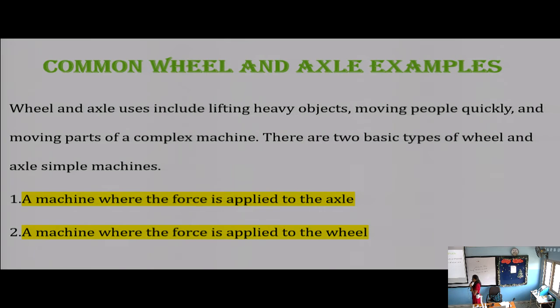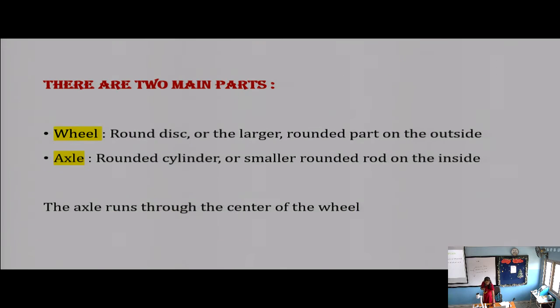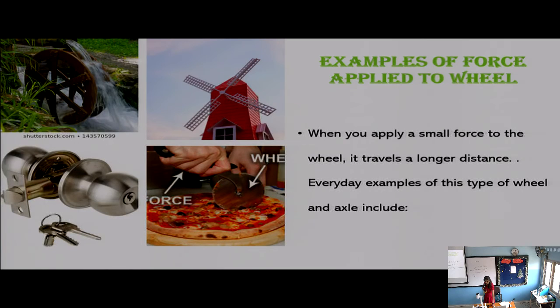So this wheel and axle, there are 2 types. The first type is a machine where force is applied to the axle, and the second type is where force is applied to the wheel. I'll show you the examples. These are the examples when you apply force to the wheel.